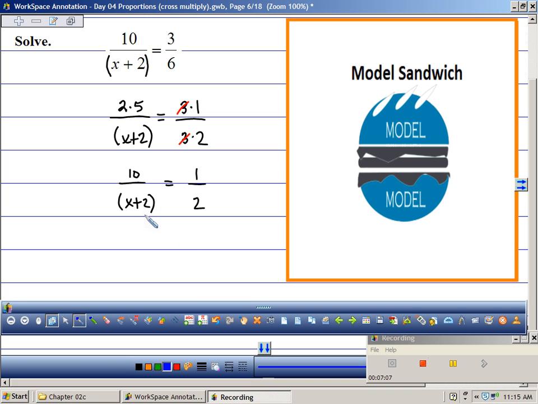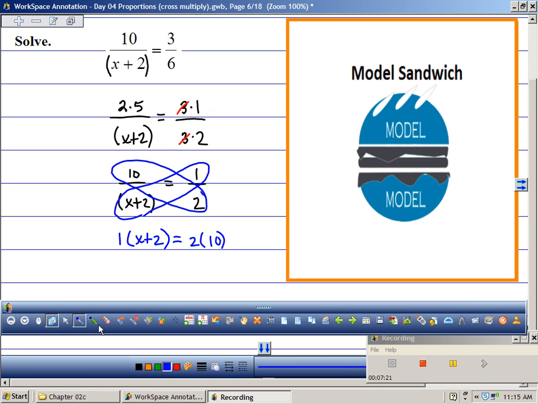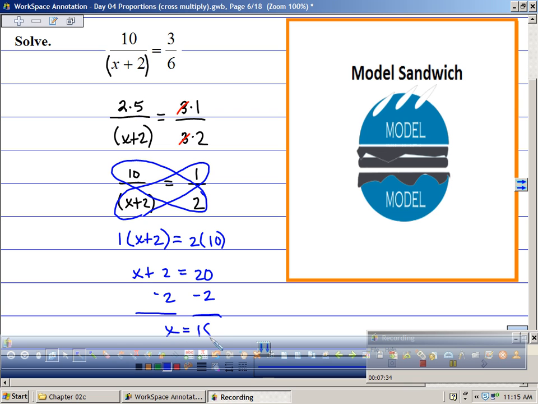Let's cross multiply. 1 times x plus 2 is equal to 2 times 10. Correct? So x plus 2 equals 20. Subtract 2 from both sides, and you get x equals 18. That's the most common way to do this problem.